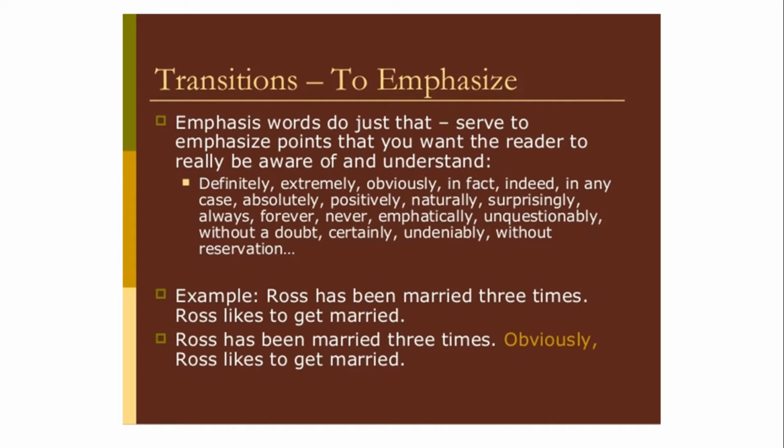Example, Ross has been married 3 times. Ross likes to get married. So Ross has been married 3 times. Obviously, Ross likes to get married. Transitions showing emphasis.